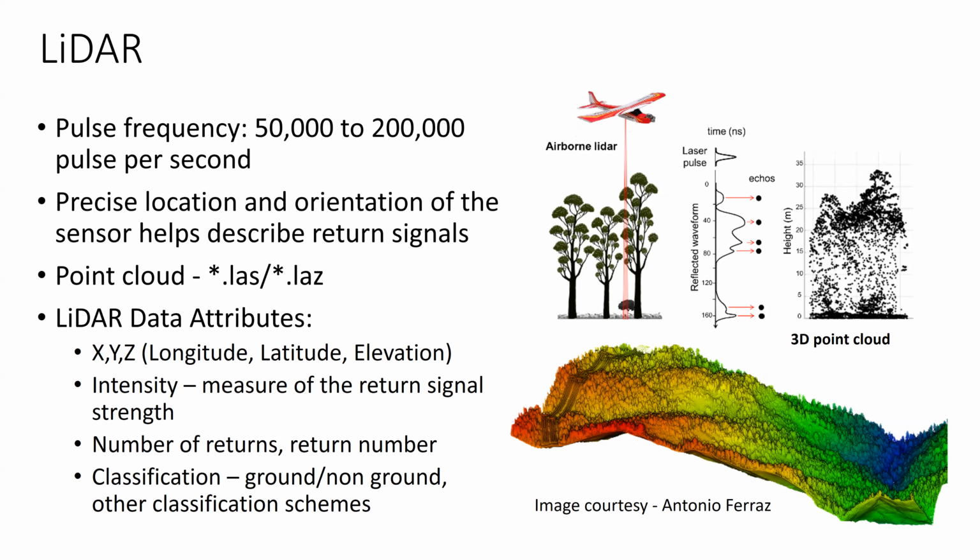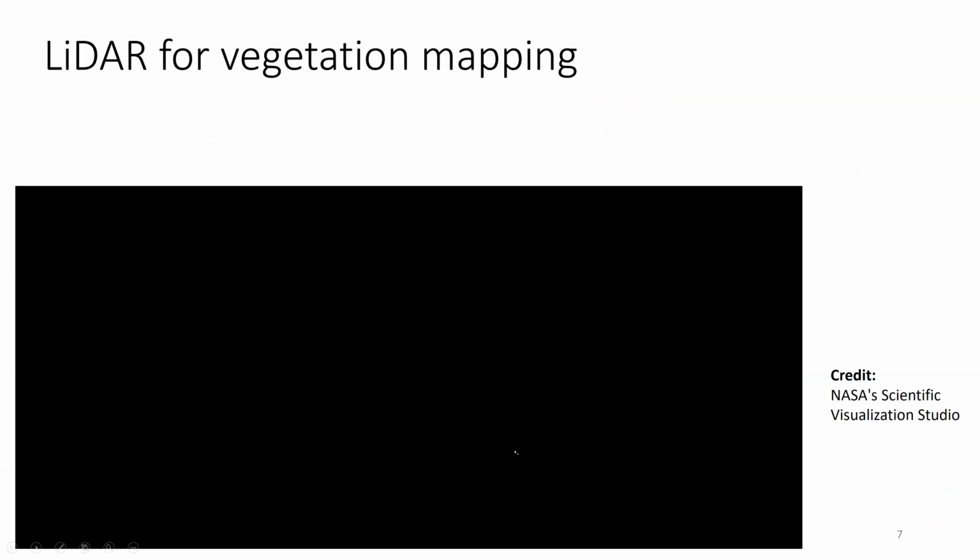sets. Some of the key attributes included in LiDAR point cloud data are the XYZ, or the longitude, latitude, and elevation. And as I mentioned, the intensity of the return signal, and then the strength of the return signal, and the return number, in the sense, are we looking at the first return, which is what bounced back from the top of the canopy or the top of a building, or are we looking at the last return, which might be what bounced back from the ground.